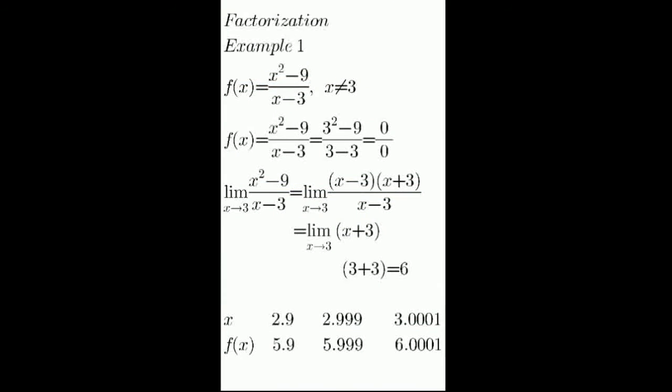In the first example, we have a function f of x equal to x square minus 9 upon x minus 3. There is a restriction that x is not equal to 3. Yes, it is true. When we use x equal to 3, we have an undefined function, or we don't know the nature of the function. With the help of factorization, we will approach the nature of the function.